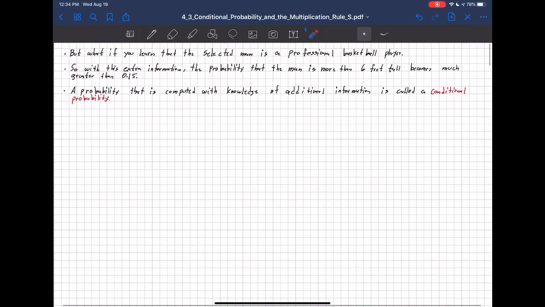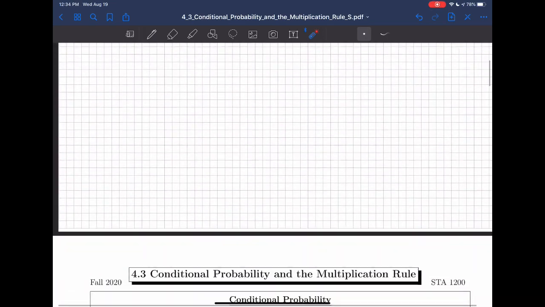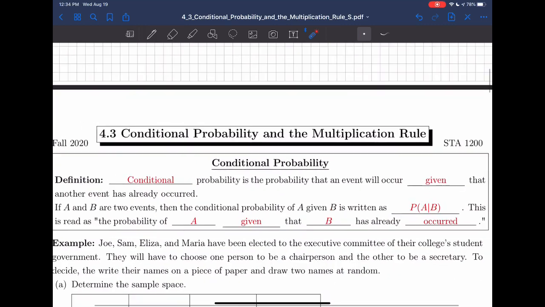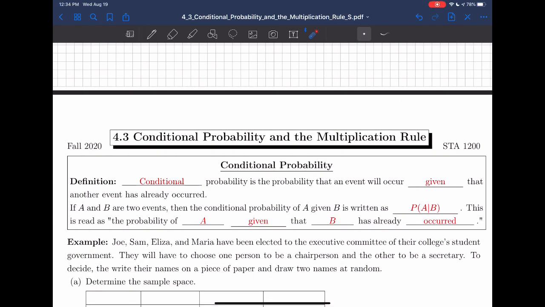Let's go over some more definitions and notation. So here, a conditional probability is a probability that an event will occur given that another event has already occurred or has already happened. So let's say if A and B are two events, then the conditional probability of A given B is written like this.